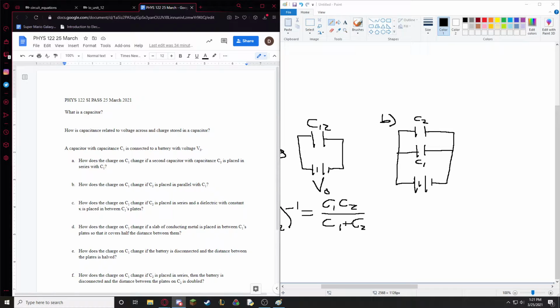All right, so now we have our two capacitors placed in parallel, and we want to try to understand how the charge on C1 is going to change if it's placed in parallel. So, first of all, is the charge going to change at all? No, the charge wouldn't change, right? So we have two conflicting answers here. Who's correct?